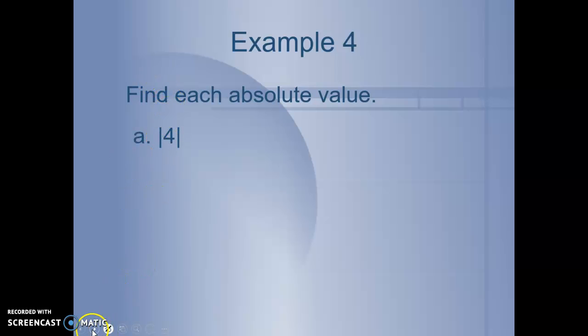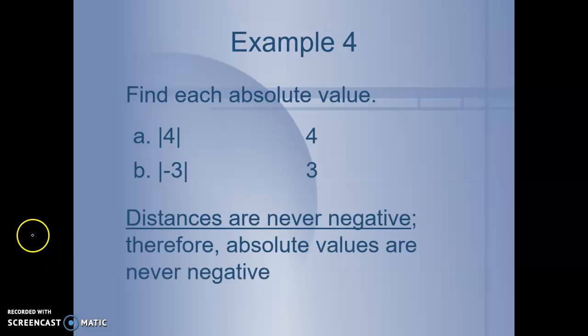Absolute value of 4. How many units away is 4 from 0? It is 4 units away, or a distance of 4. So its absolute value is 4. What about -3? How far away is it from 0 on the number line? Yep, that is correct. It is 3 units away. So its absolute value is also 3. Distances are never negative. Therefore, absolute values are never negative.